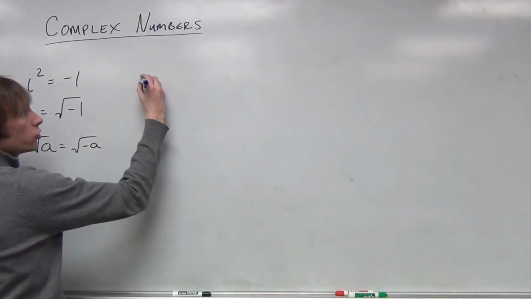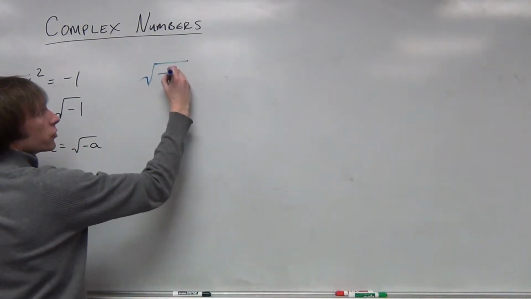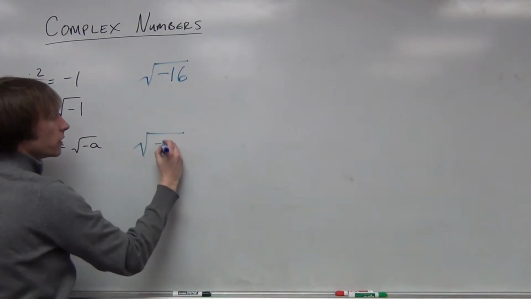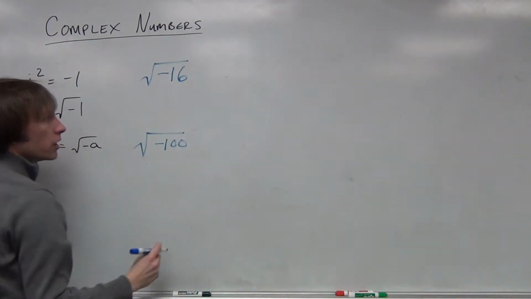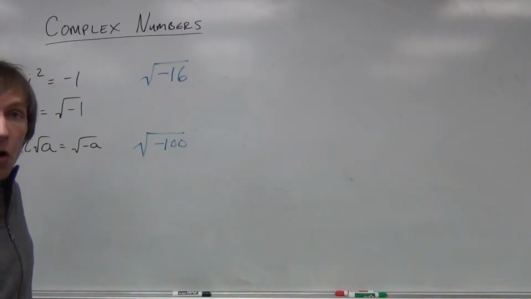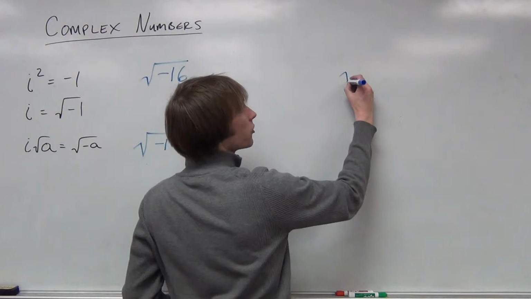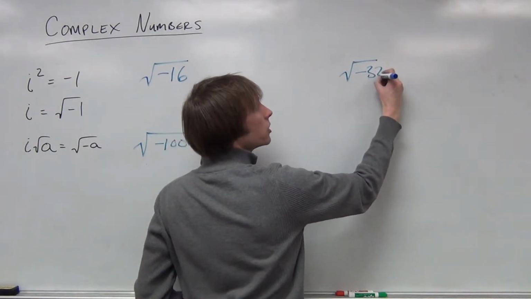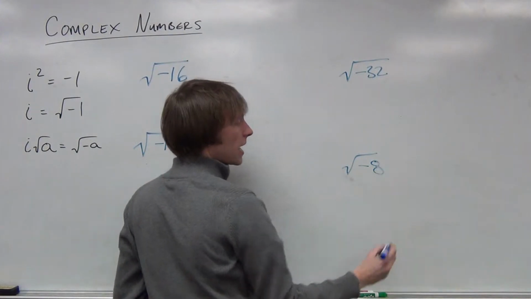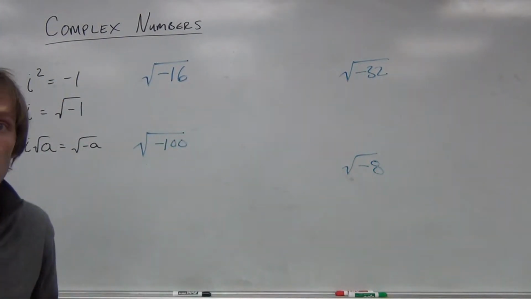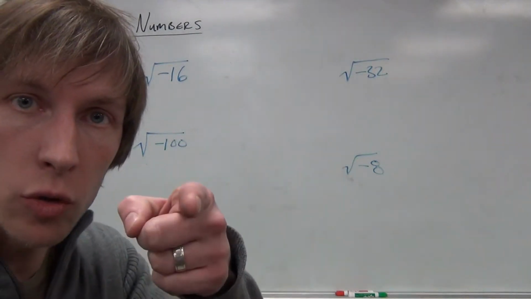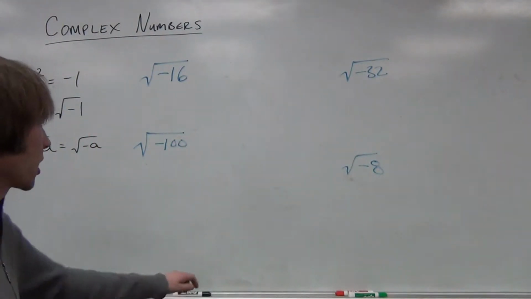So here are a couple examples that we will try to investigate. First of all, we will do some simple items: the square root of -16, the square root of -100. And then we will investigate perhaps some more involved exercises. Let's try the square root of -32 and maybe the square root of -8. All right, so we are taking square roots of negative numbers, something your calculator can't handle, but you will be able to. So let's check this out.